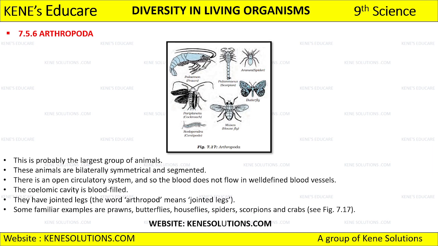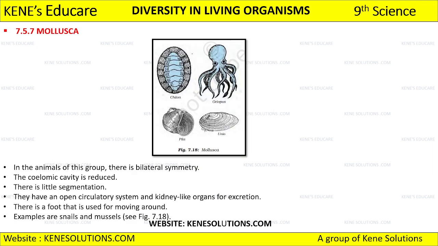After this phylum Arthropoda, we have the next phylum to discuss, that is Mollusca. So you can see octopus, pila, unio, chiton, these are the animals which are included under phylum Mollusca, and their body is also bilaterally symmetrical. It means if you cut the organism into two different parts from the center, you're going to get two equal halves of it.